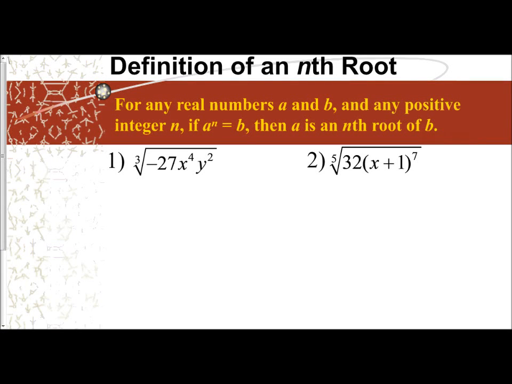In this video, we're going to focus on simplifying nth roots of monomials. So the first example I have is the cube root of negative 27x to the fourth, y squared. I'm going to break it into the cube root of negative 27, and then I'm going to do the cube root of x to the fourth and the cube root of y squared. Remember, cube roots mean that you are looking for sets of 3.